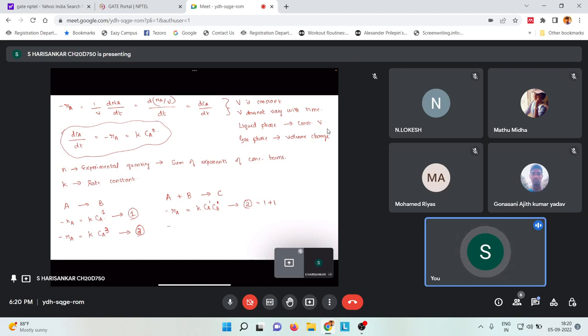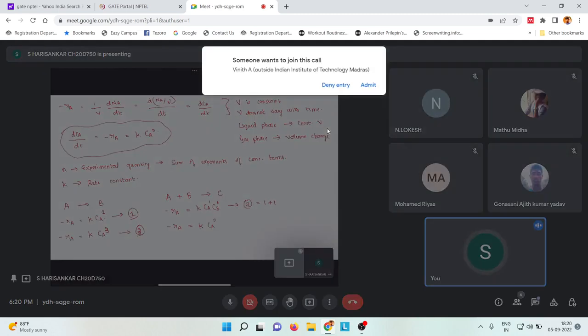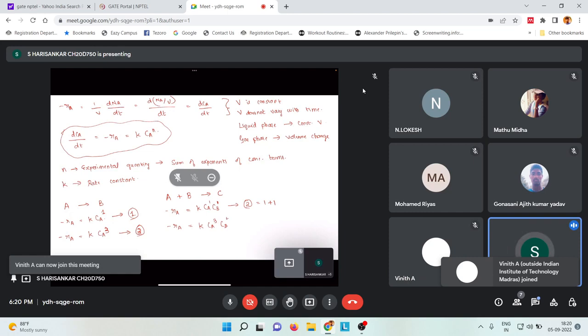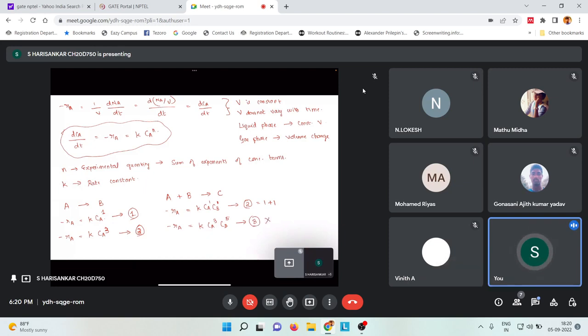Similarly, if the rate is k Ca raised to 3 and Cb raised to 5 or whatever, then the order will be 8. Now, usually this doesn't happen in general. The maximum order we'll usually encounter in general cases will be 3. Okay, so this is how we represent a rate equation.